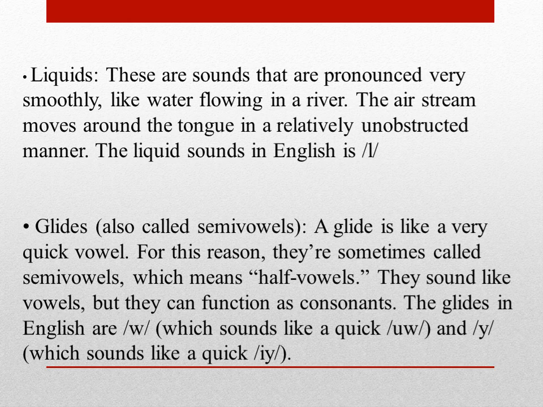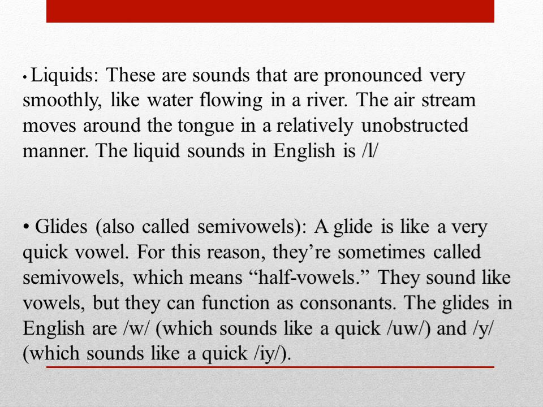The last one is glides, which are also called semi-vowels. Why are they semi-vowels? Because I have already talked about the basic difference between a consonant and a vowel. In vowels, air coming out of the mouth is not obstructed in any manner, and in consonants, this air gets obstructed. But in the semi-vowel condition, the glide is like a very quick vowel. For this reason, they are sometimes called semi-vowels, which means half vowels. They sound like vowels, but they can function as consonants. That's why we put them into the category of semi-vowels.